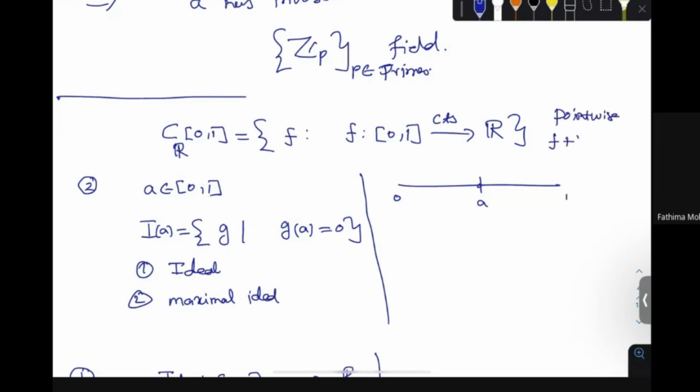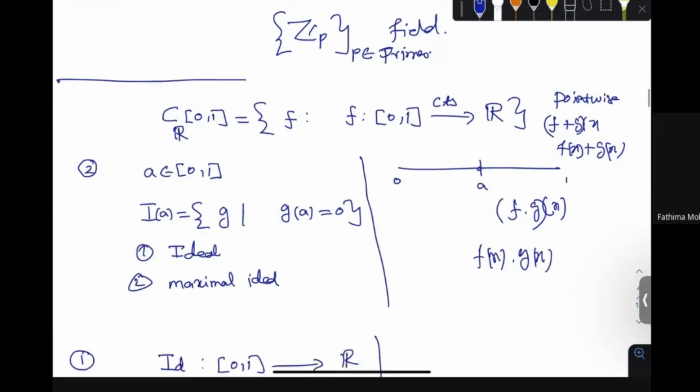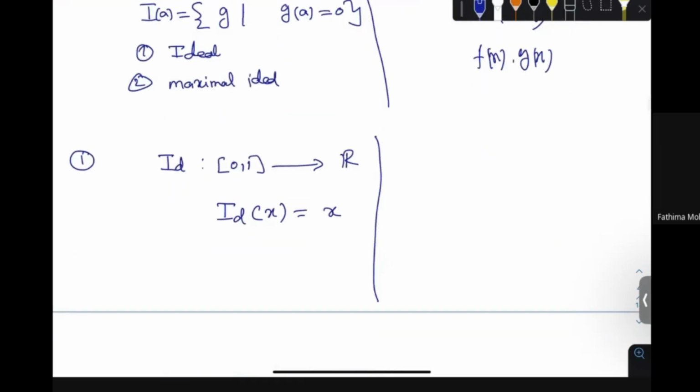So (f plus g)(x) is f at x plus g at x. It's two real numbers when I put x. Similarly, (f into g)(x) is f(x) into g(x). When you multiply two functions, it is point-wise. When you add two functions, it is point-wise. Okay. What is the meaning of unit?